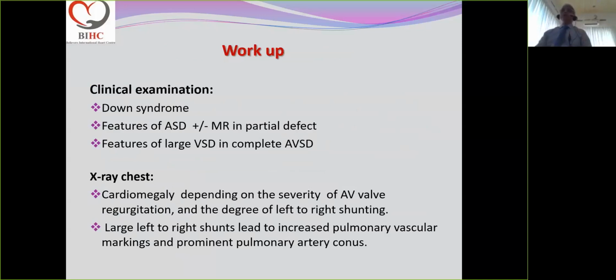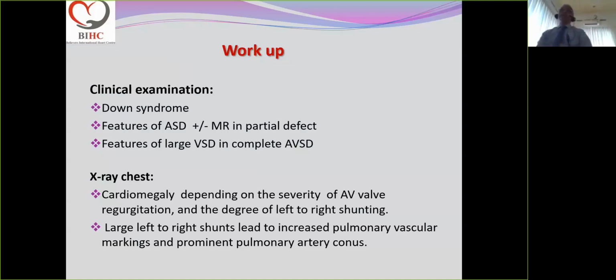So how do you work up an AV canal defect? In clinical examination, look specifically for Down syndrome, and also look for features of atrial septal defect. If you are getting a wide and fixed split of the second sound, that suggests the AV septal defect is predominantly a primum ASD, and association of mitral regurgitation is common. If you are seeing a complete AV canal defect with a large ventricular component, the clinical features will be of VSD, cardiomegaly.